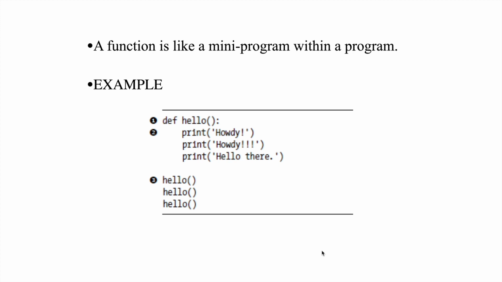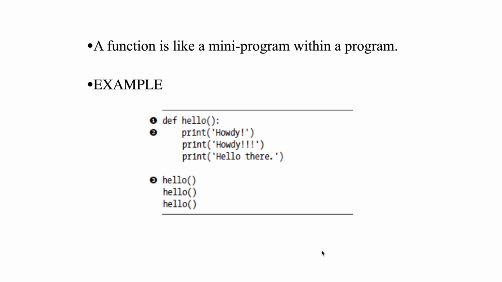Right? I don't want the entire program to do 10 tasks. What I'm going to do is divide the entire task into 10 tasks and assign each small task to a separate function. In this way I can reduce the load of the program. So that's why a function is like a mini program within a program, right? So I can create different functions for different tasks.